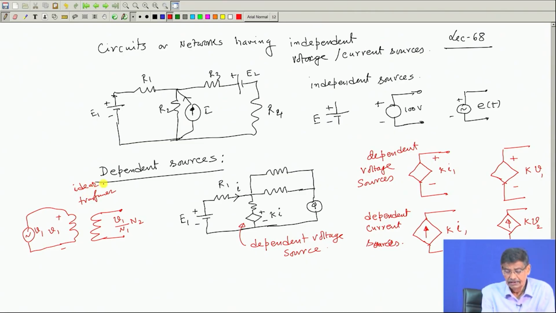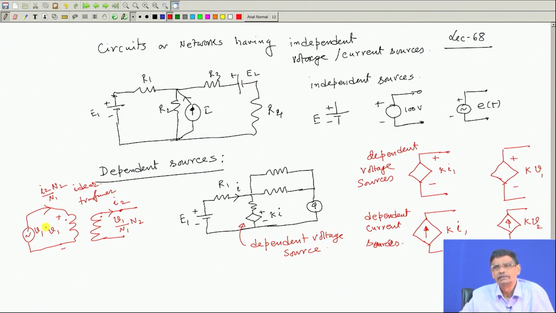Similarly, when a current I2 is delivered here, the current in this branch drawn from the supply gets fixed by this current I2, which will be equal to I2 by N1 into N2. Got the point? So, here we can assume there is a current source in series with this. So, this is for mutually coupled coil.